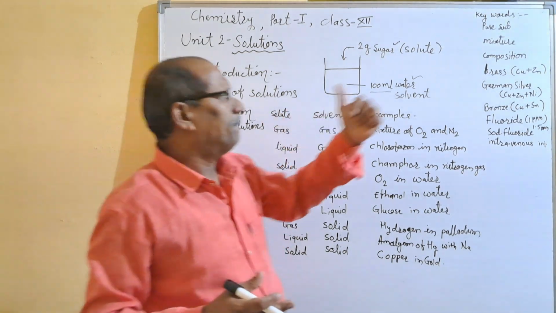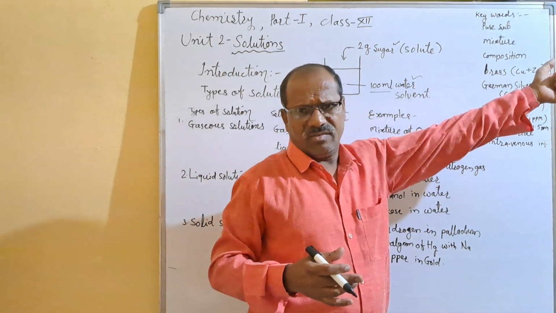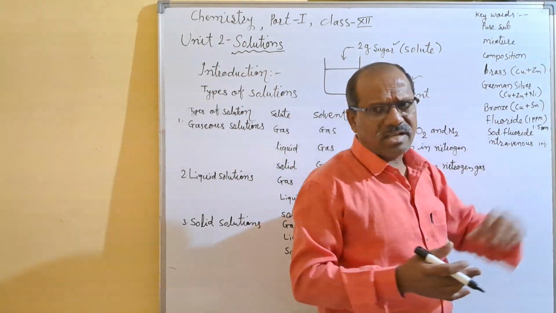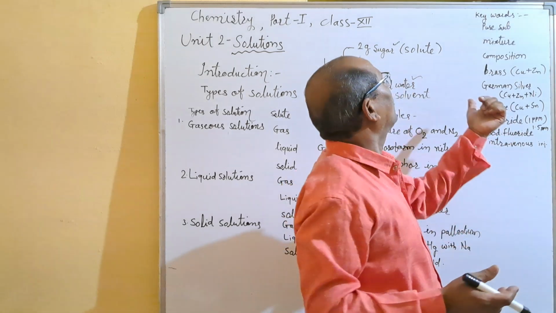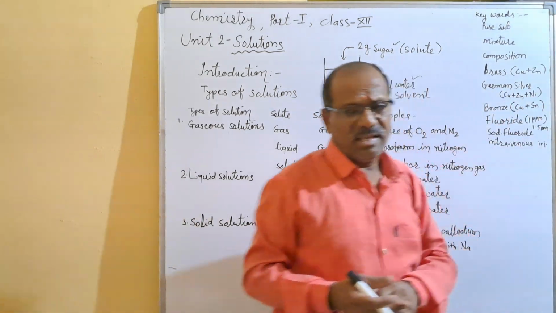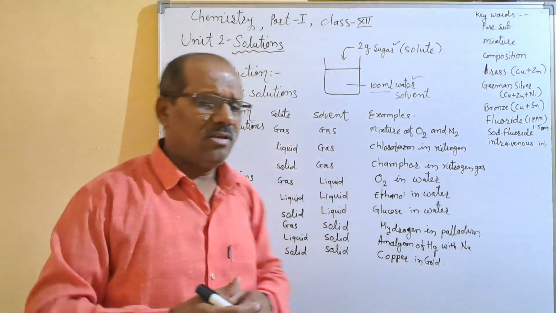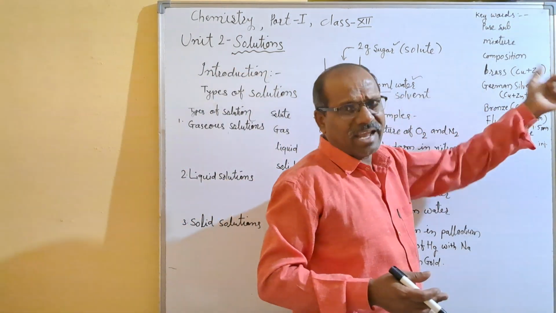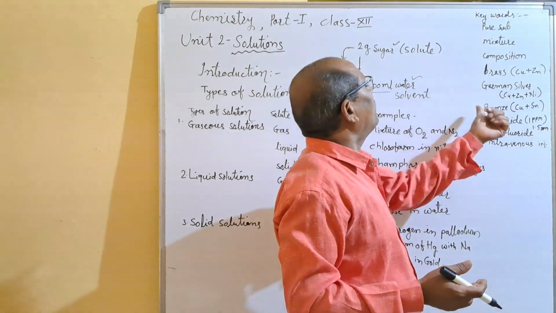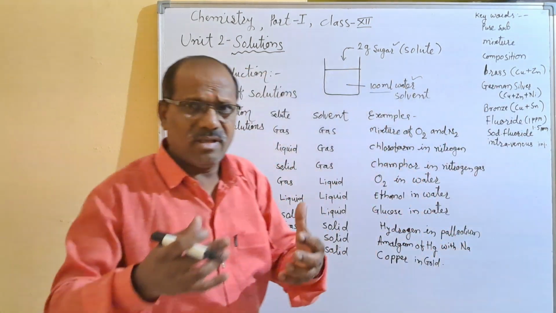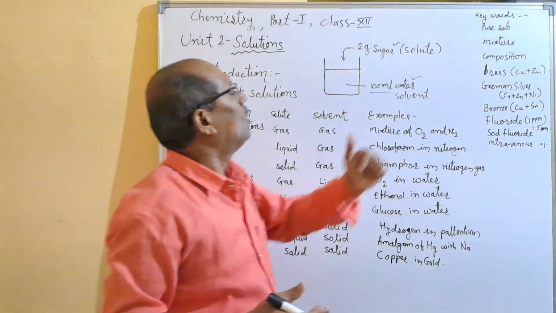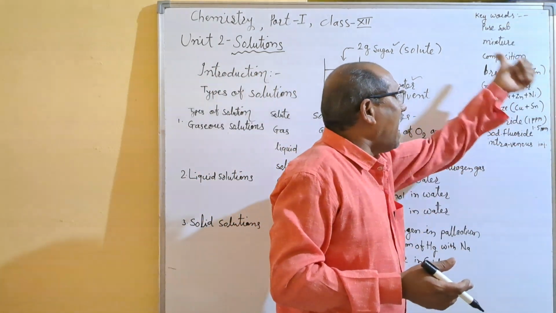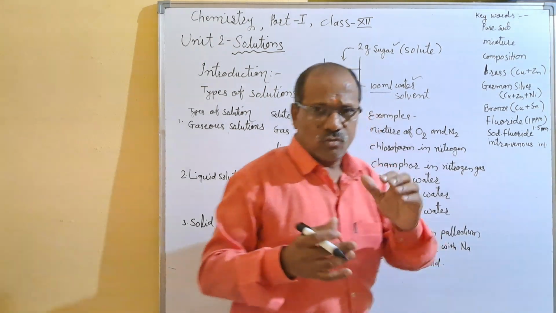For example, brass is one of the mixtures or solutions in which copper and zinc are present. Then German silver is another solution in which copper, zinc and nickel are present. Then bronze is also another example of solution in which copper and tin are present. These are the different examples of solutions.